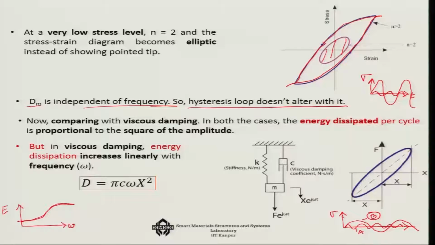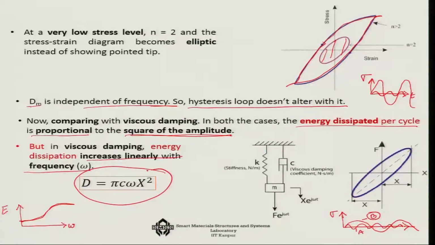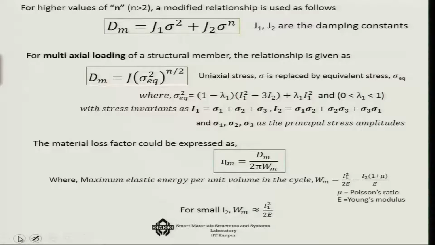Now, if you compare the performance between a viscous damping and this damping, the energy dissipated per cycle here is proportional to the square of the amplitude. In viscous damping, energy dissipation increases linearly with frequency. So, it is frequency dependent, it is actually pi c omega x square, and in this case it is not frequency dependent, it is only proportional to the square of the amplitude. So, that is the difference between the two systems, and over that you can find an equivalent viscous damping expression. So, keep in mind that for viscous damping it is pi c omega x square, which means it is dependent on the square of the amplitude, on the frequency, and on the damping constant. Whereas, for this type of structural damping material, it is not the same.